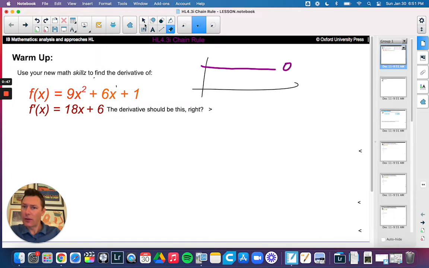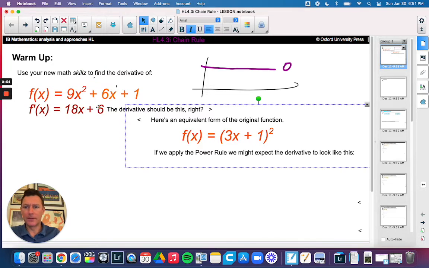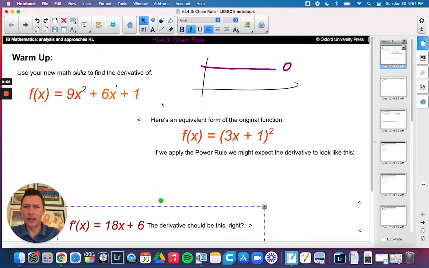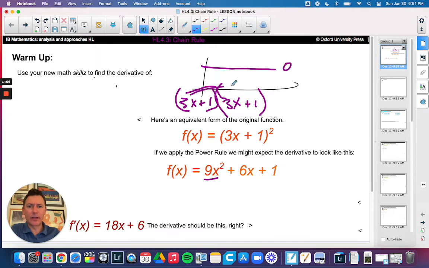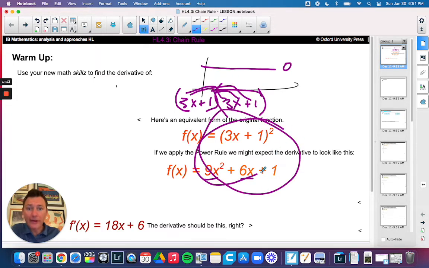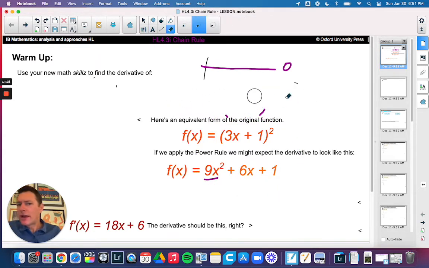Now, a twist comes in if that original equation looked different. They are the same, right? Like if you expand this, you get 3x plus 1 times itself, and 3x plus 1 times itself, right? And if you multiply these together, there's your 9x squared. Here's 3x and 3 more x, 6 x's, and there's the 1. So these two are equivalent, right?